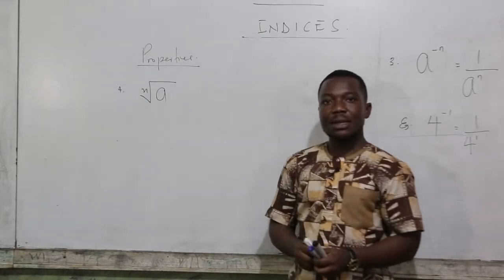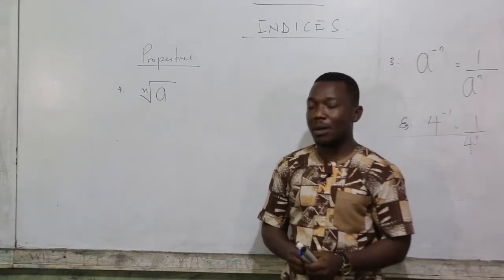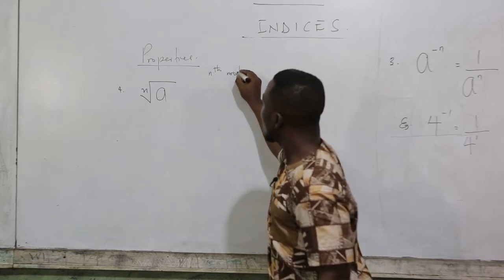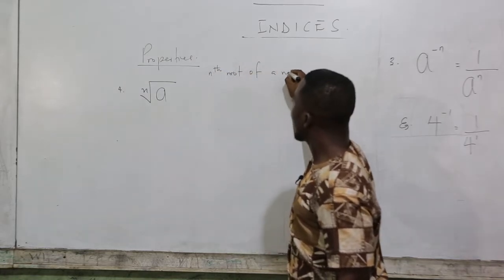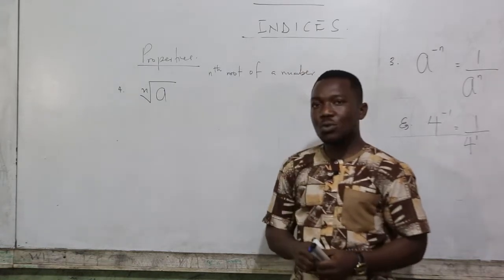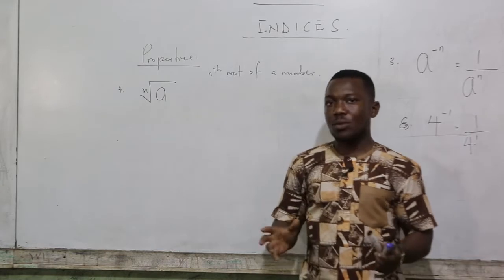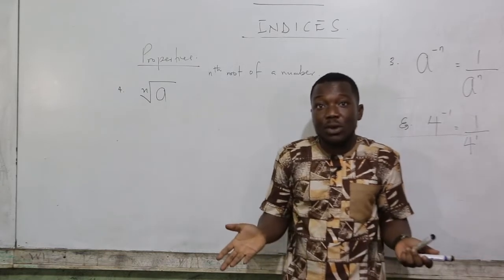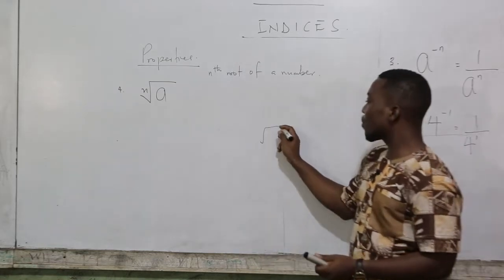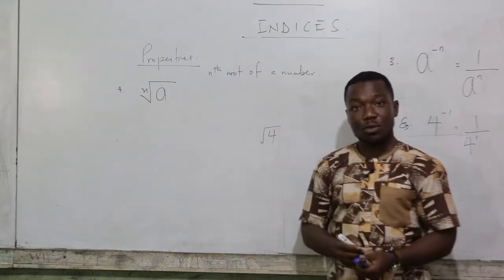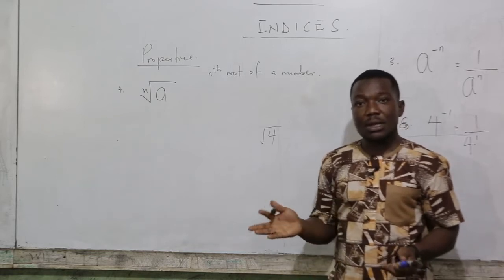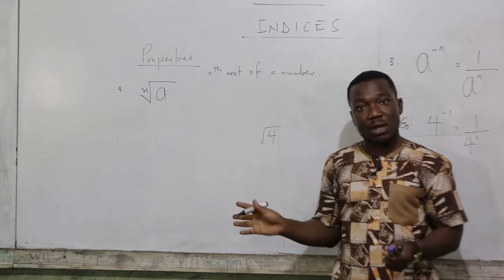We have the nth root of a number. Now, we are all familiar with square roots. So let's look at square root again. Square and then root. The opposite of square is the square root.